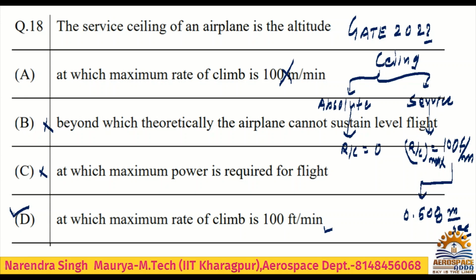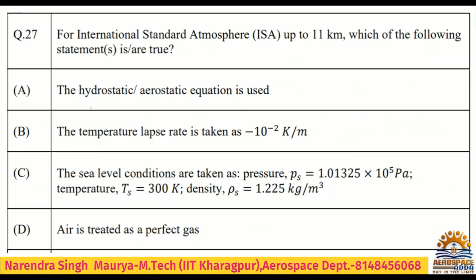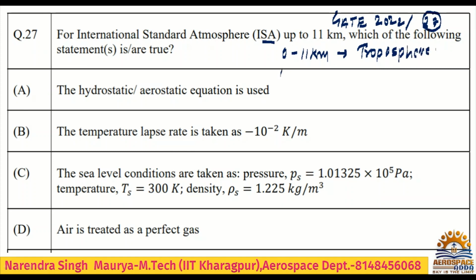All right. Now we will go for question number 27. This is again the same GATE 2022 question number 27. All right. For international standard atmosphere ISA up to 11 kilometers, so basically from sea level to 11 kilometers, 0 to 11 kilometers, this is called troposphere, just for information. And 11 kilometers to 25 kilometers, you remember, it is called stratosphere.